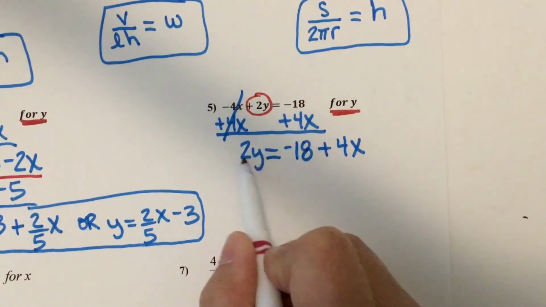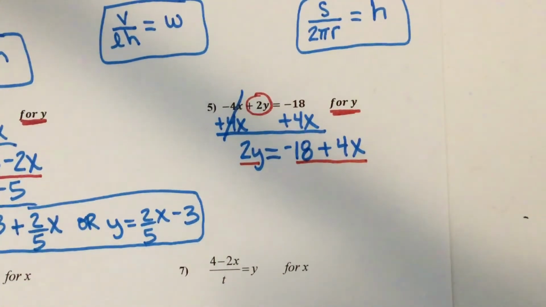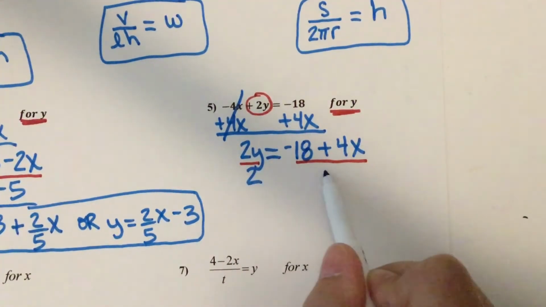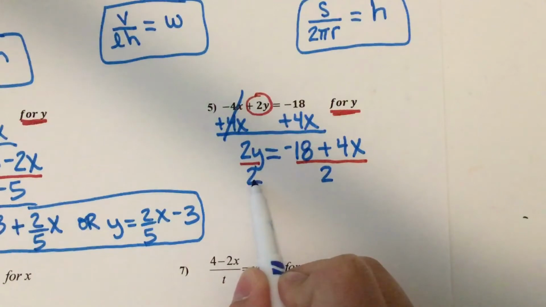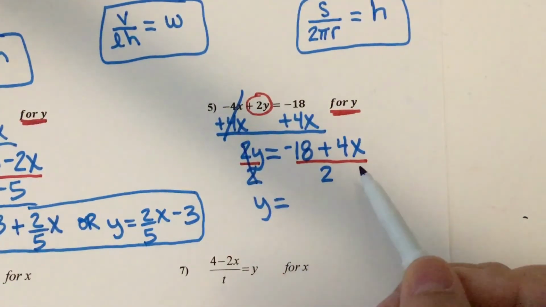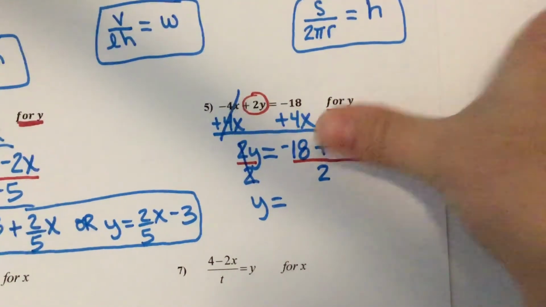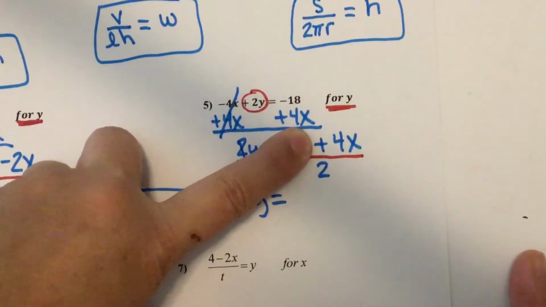Okay, now to get y by itself, I need to get rid of the 2. So I'm undoing multiplication here. So I'm going to divide both sides by 2. So 2 divided by 2 is 1. So all I have left is 1y or y. And then this is all divided by 2. So the negative 18 is divided by the 2, and the 4x is divided by the 2.